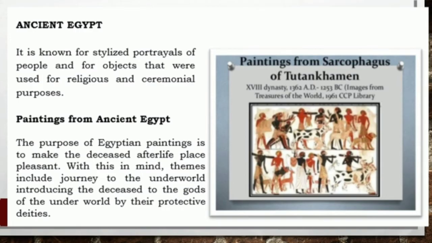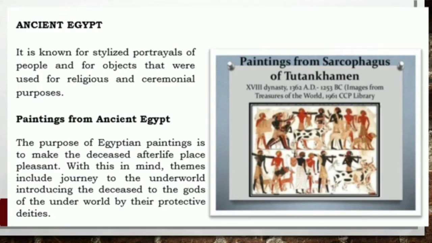Next, ancient Egypt. It is known for stylized portrayals of people and for objects that were used for religious and ceremonial purposes. Paintings from ancient Egypt. The purpose of Egyptian paintings is to make the deceased's afterlife place pleasant. With this in mind, themes include the journey to the underworld, and introducing the deceased to the gods of the underworld by their protective deities.